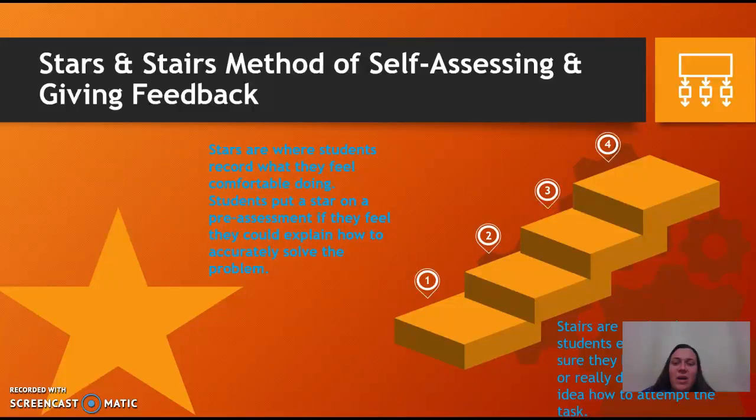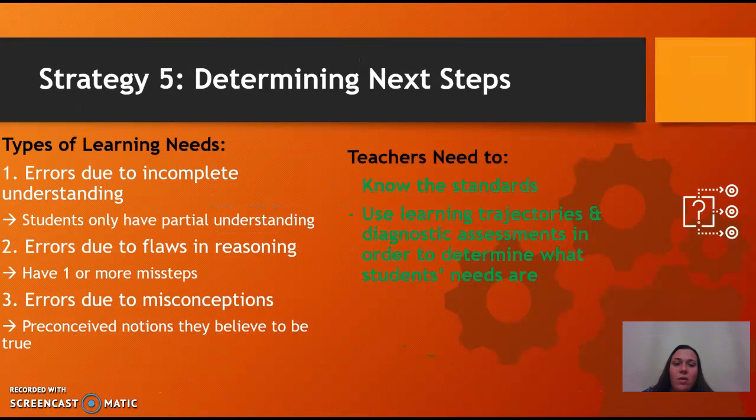The stars and stairs method for self-assessing is where stars are put on their paper when they feel comfortable doing something, they feel confident, they are at that mastery level and they can demonstrate it very well. The stairs, we talked to our kids about how it's leading up to the top of the staircase where you always want to be. So stairs are okay.